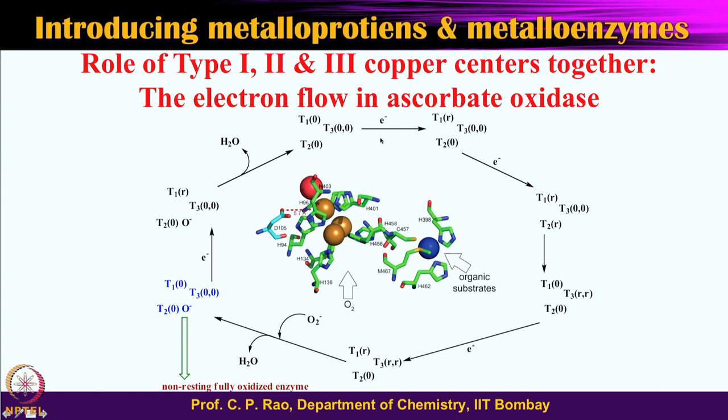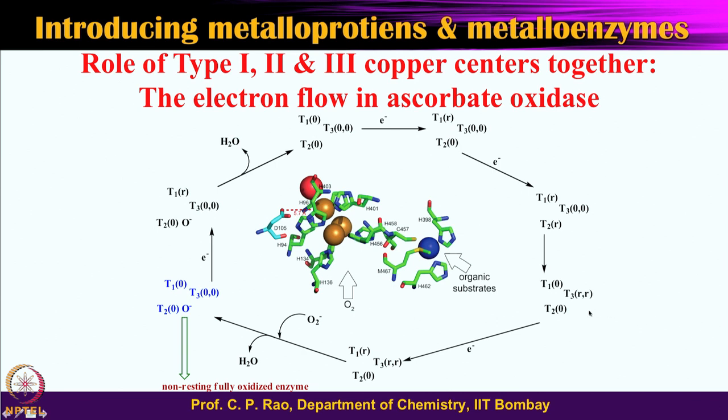Now, if you add 1 electron to this particular enzyme, where will the electron go? Will it go to T1, will it go to T2, will it go to T3? Everywhere you have copper 2, but it will go only to T1, because the redox potential of this is very favorable. Therefore, that will attract the electron. So, that will go to T1. The second electron will go to T2. Now, you have T1 in the reduced state, T2 in the reduced state. Now, these 2 electrons are internally transferred to T3, and both the coppers of the T3 will get reduced.